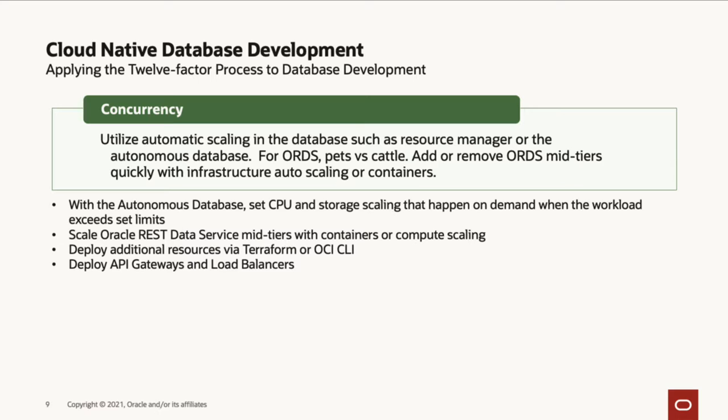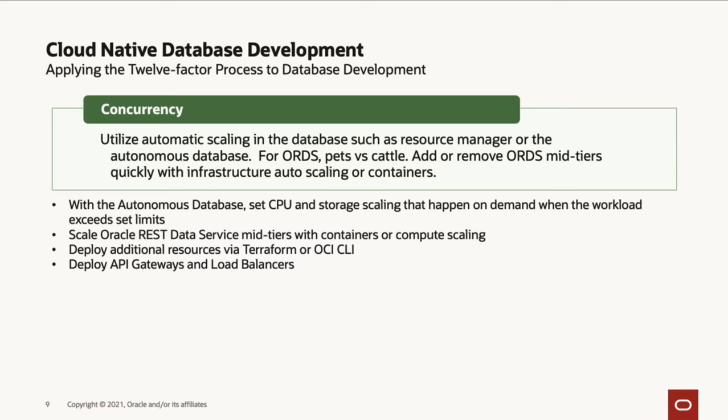So when we go to talking about scale, let's talk about the Oracle REST Data Services mid-tiers within OCI. Utilizing infrastructure as code, I can quickly bring up Oracle REST Data Services mid-tiers and deploy them into my environment. And if I have one that's sick, or not acting just right, and we're not exactly sure why, instead of spending the time to troubleshoot it, we can instantly delete it, get rid of it, and bring up a new one that's healthy. So being able to be agile like that, being able to swap in these mid-tiers with containers or compute instances, is very important for cloud-native development.